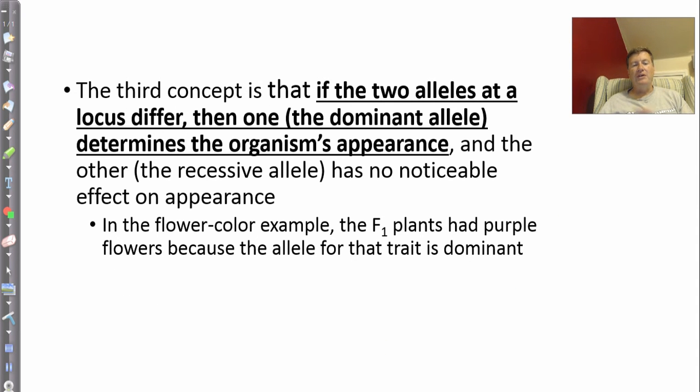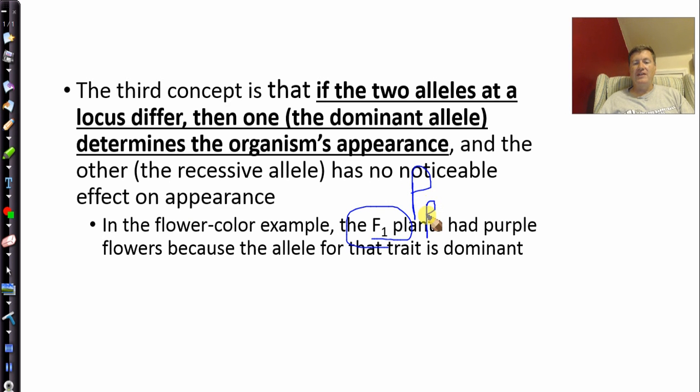Now, this is what I kept touching on before. The alleles may be the same or they may be different. What Mendel was able to conclude by looking at the F1s, when he only found one type, he said, there must be two different versions in this case, and if that's the case, then the dominant one, and that term will be clear in just a moment, the dominant one is the one that controls the appearance.